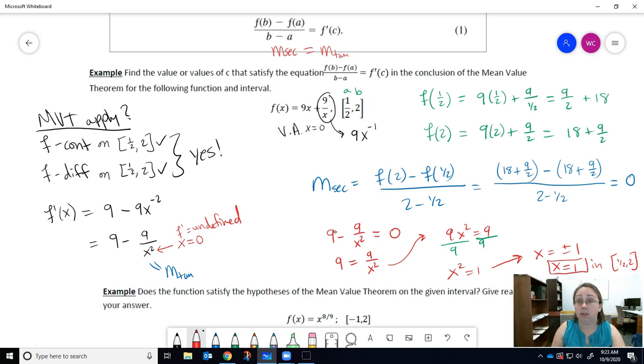Okay? So that's how the mean value theorem problem would work. We found out the mean value theorem applied, so we knew we were going to get an answer, and we found our answer. If the mean value theorem does not apply, that doesn't mean there's not an answer. That just means that we don't have the conditions met to where we can guarantee that there's an answer.